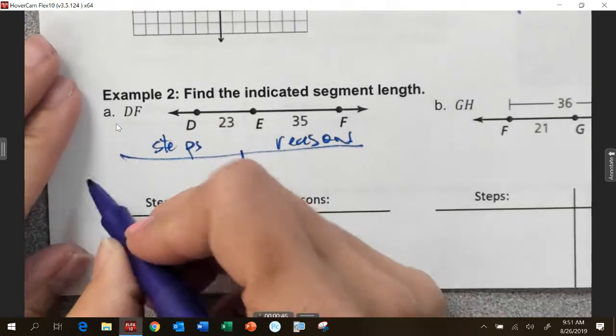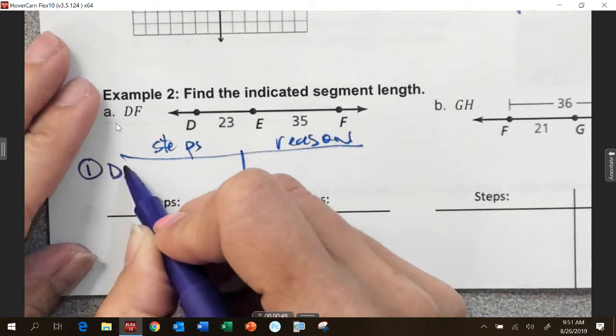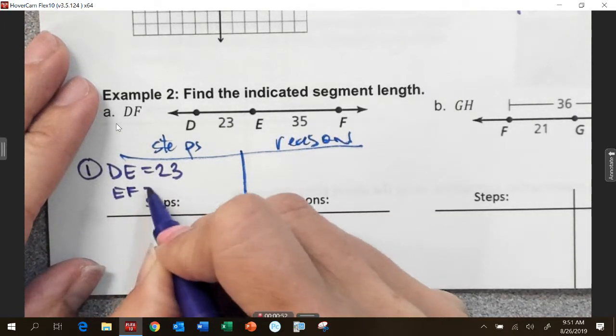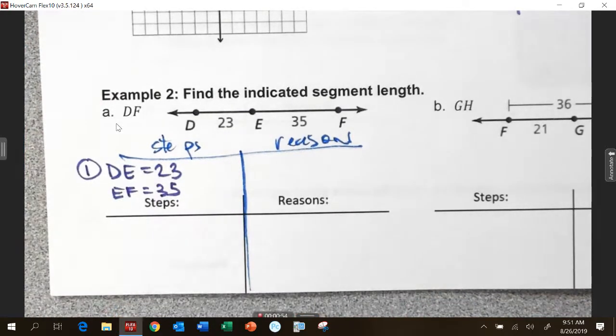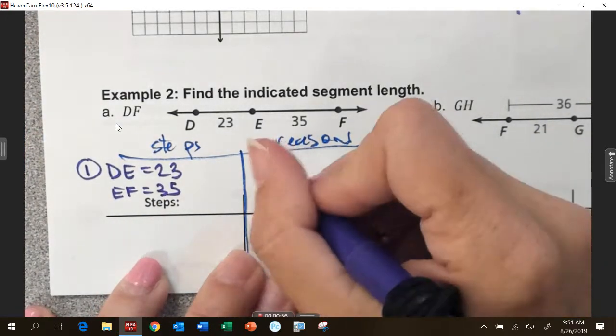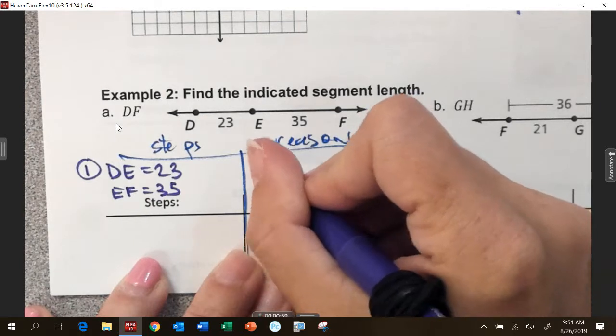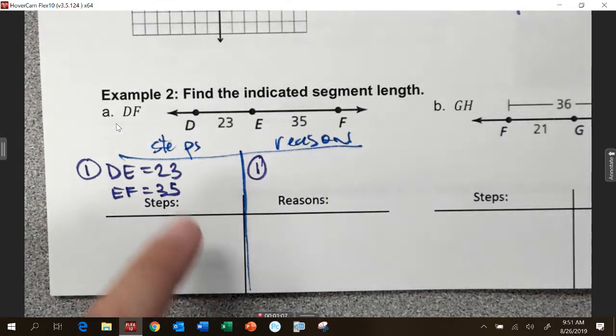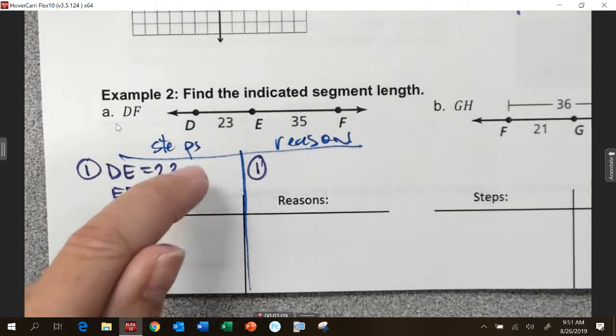23 is DE, so this is my first step. DE is 23, and EF is 35. You have to put that in your steps. You can see it, but you have to write it in your steps and reasons. And what is the reason that DE is 23 and EF is 35? Why? I'm asking you a really silly question. Why?